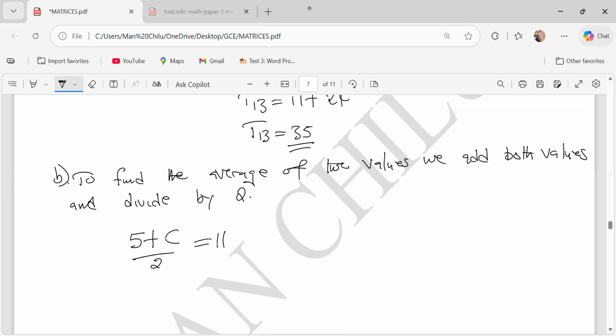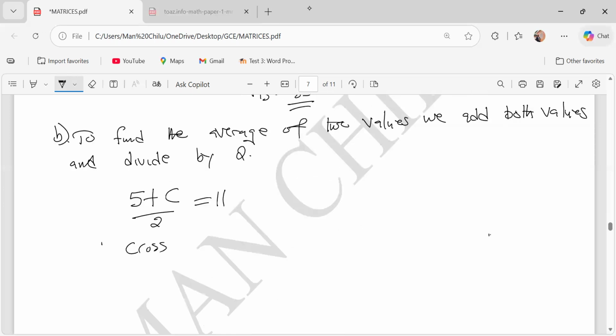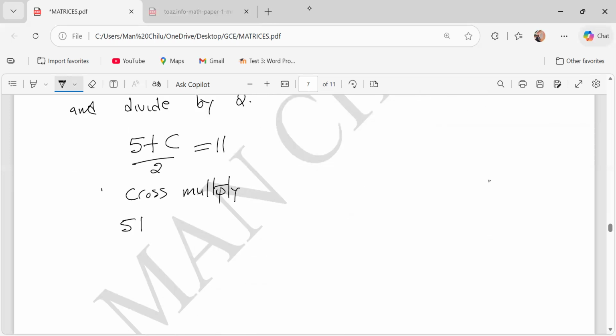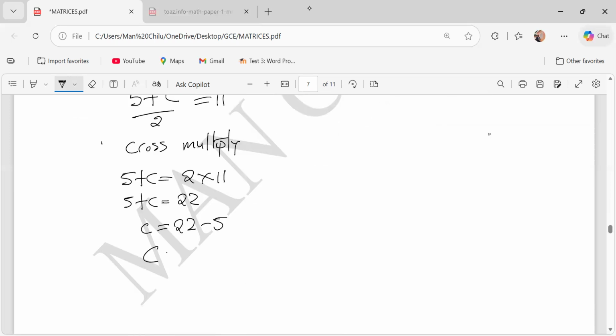So here we cross multiply. When we cross multiply, 5 plus C should give us 2 times 11. So 5 plus C will give us 22. To find C, 5 goes to the other side. So C will be equal to 22 subtract 5. Hence, the value of C will give us 17.